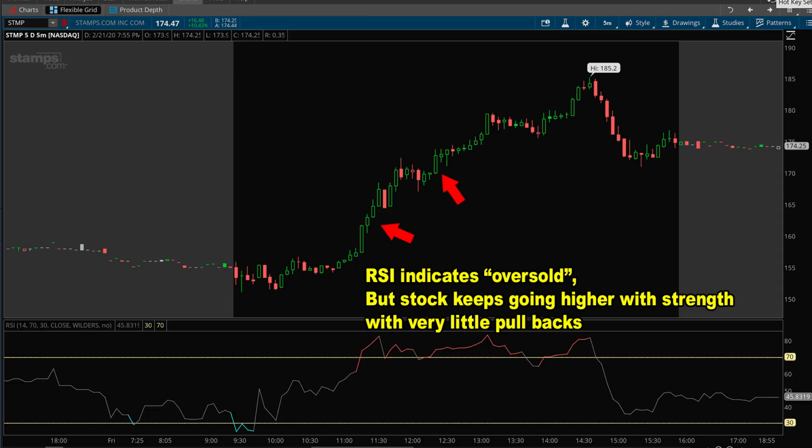As you can see from this example, the RSI indicator crosses above 70 and starts turning red at this point, but the stock keeps on going higher for the next 10 minutes or so. And it's the same thing the other way around to the downside. So that's why it's a good idea to combine MACD with the RSI.